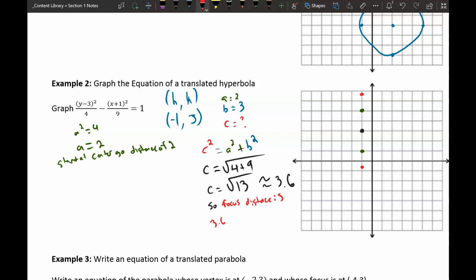Now we could certainly label our points here, and in fact we should probably do so. This is going to be a point of -1, everything's on this vertical line, -1, and then this one is 3.6 more than 3, so 6.6. This one would be -1, and then 3 minus 3.6 is going to leave you with just -0.6.